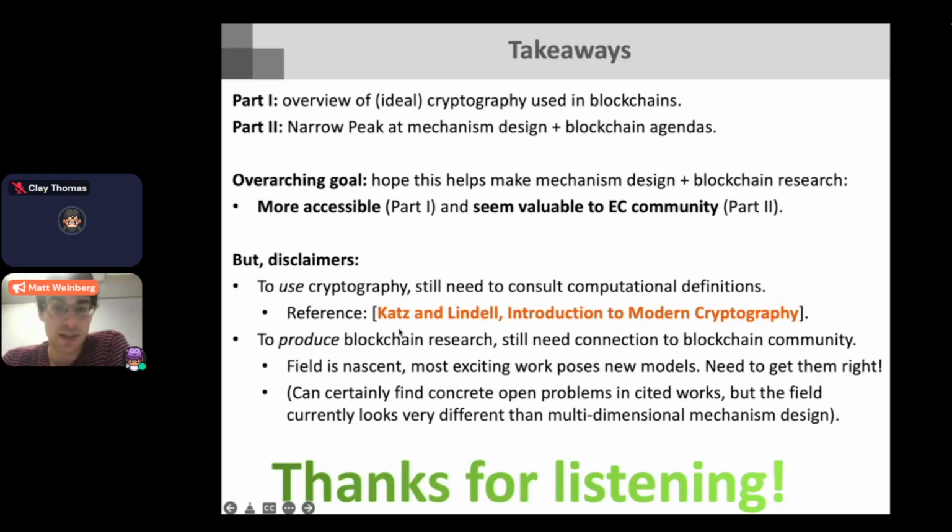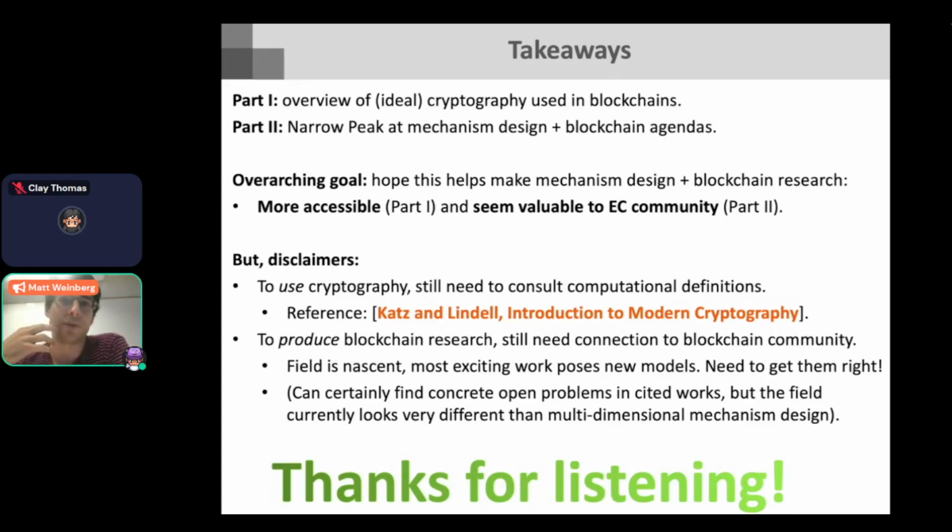And here's one book that was suggested to me by a colleague. I'm sure there are many other good cryptography books out there, but if you just want a starting point, here's one. And I will just remind you that the main goal of this talk was I wanted things to feel accessible, and feel like you can figure out whether you want to do more of this. But of course, to actually do more of this, you need to either learn cryptography or have some connection to the blockchain community to make sure that we get the models right.